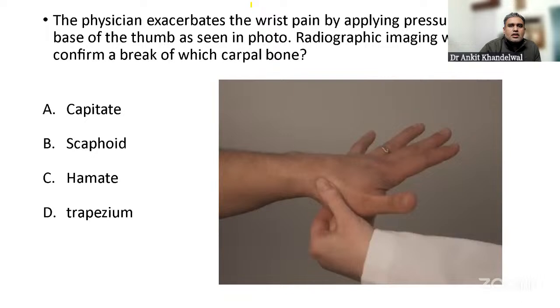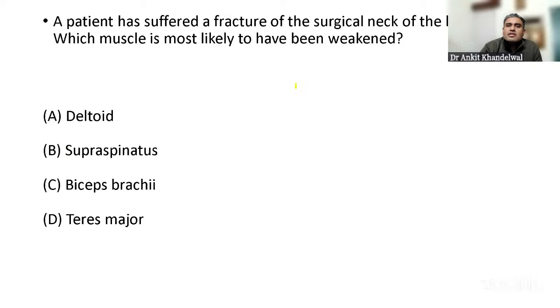Next question. Pain is increased by applying pressure to the base of the thumb. Which carpal? The most commonly fractured bone we just saw is the scaphoid, and it also lies on the lateral aspect. The thumb is on the lateral side, as you can see in the image. The answer will be scaphoid.